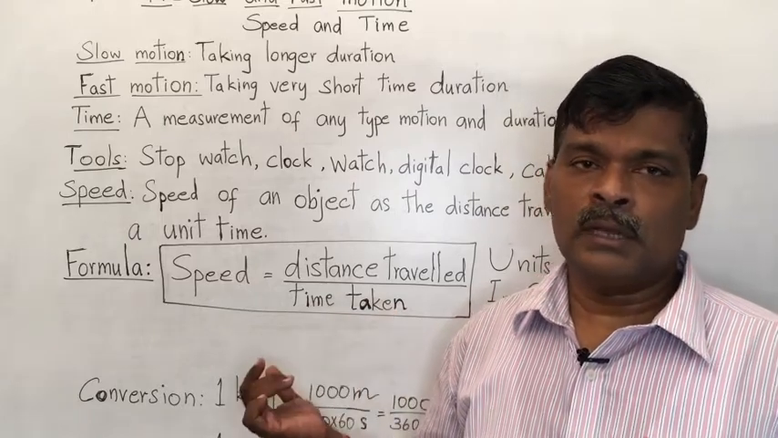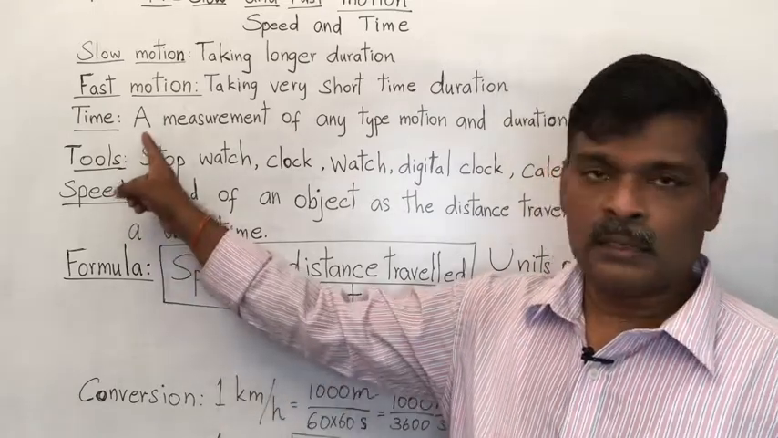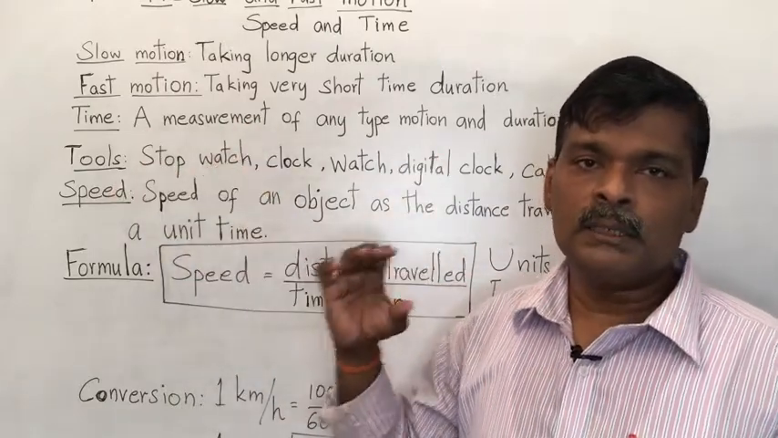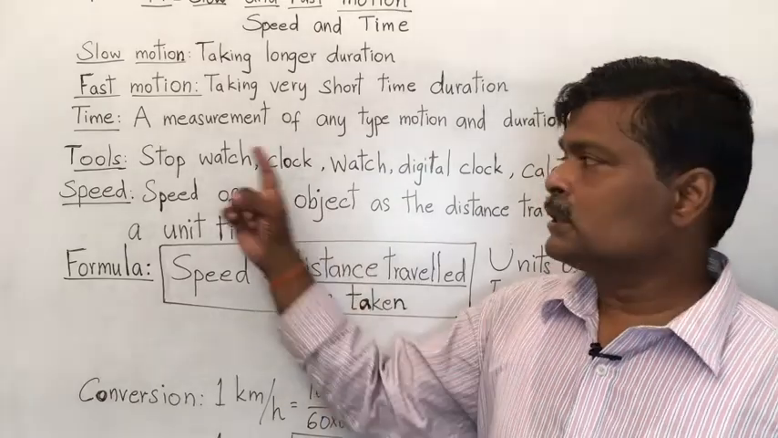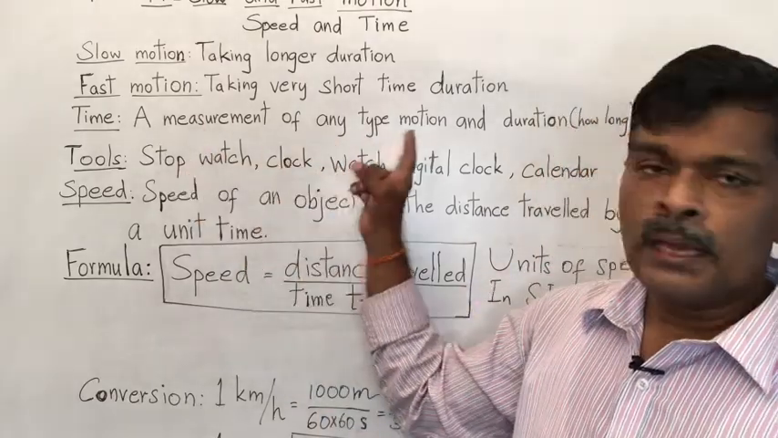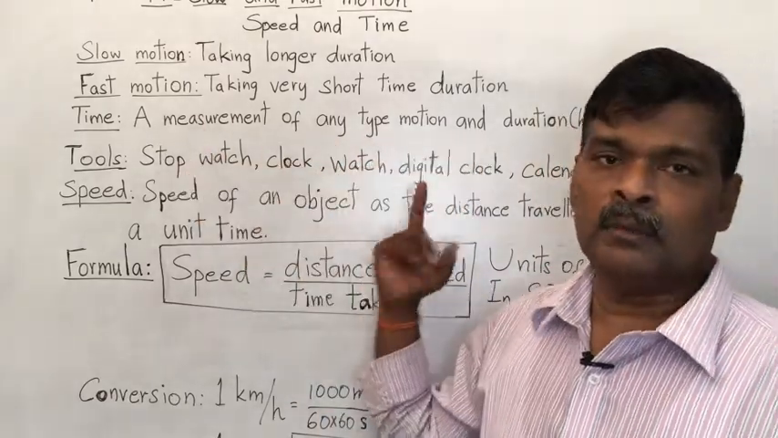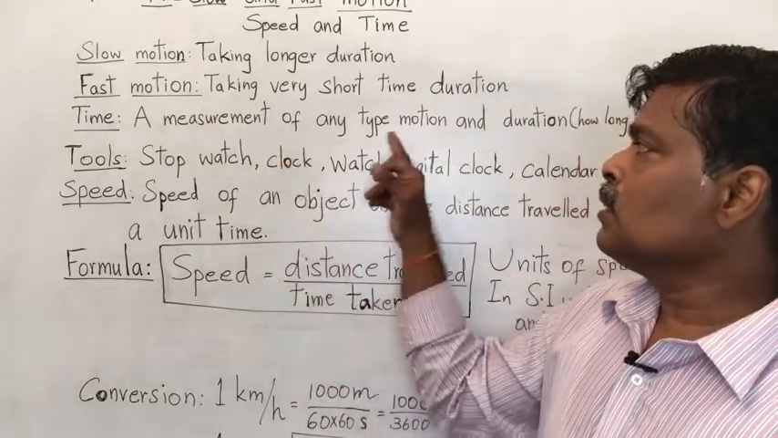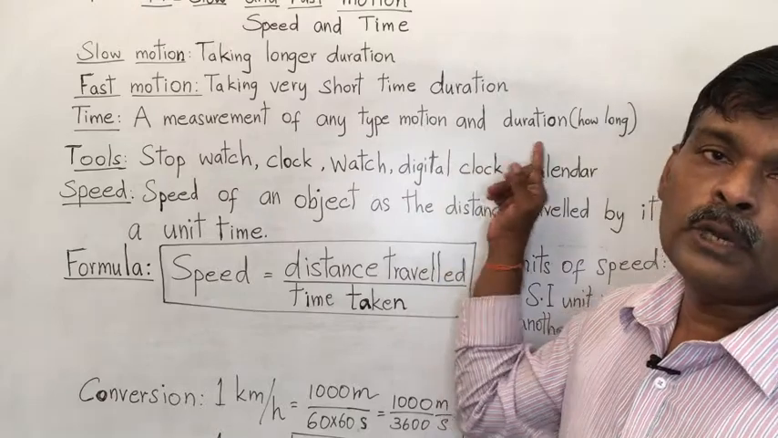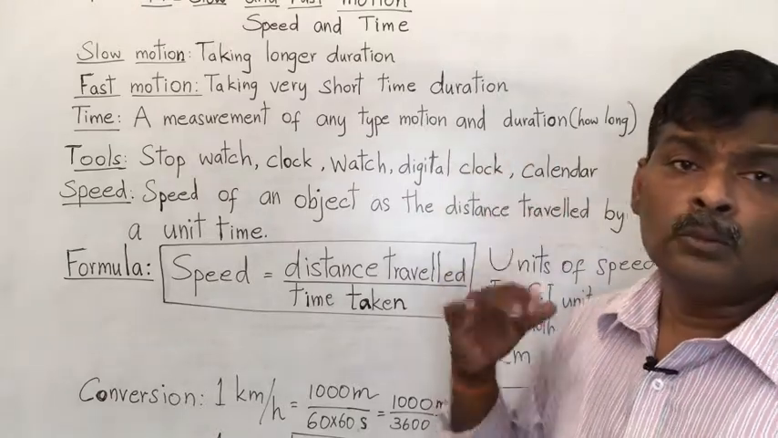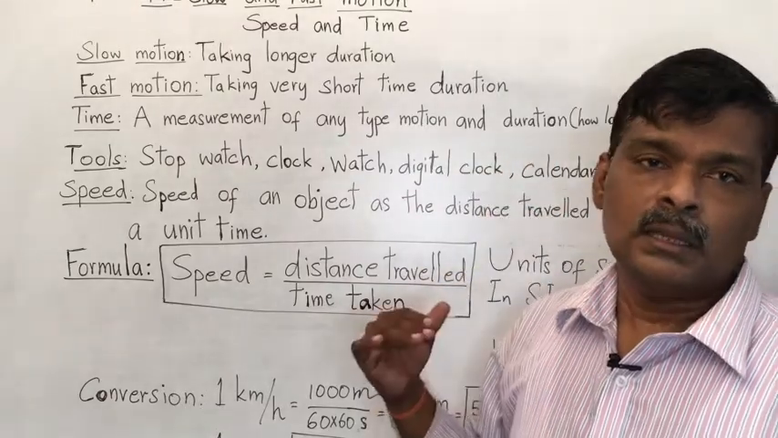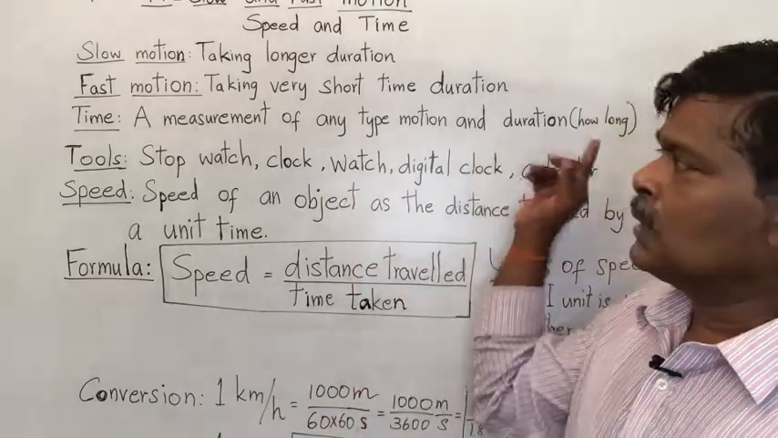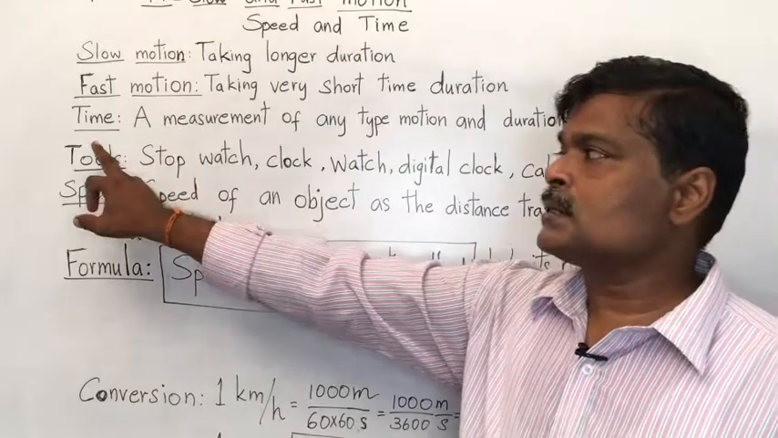How can you fix that? Time is nothing but a measurement, an amount, a quantity, how much it took. It may be any type of motion, but timing is the measurement of the duration, how long that motion took place. That time duration we are calculating is considered as time.